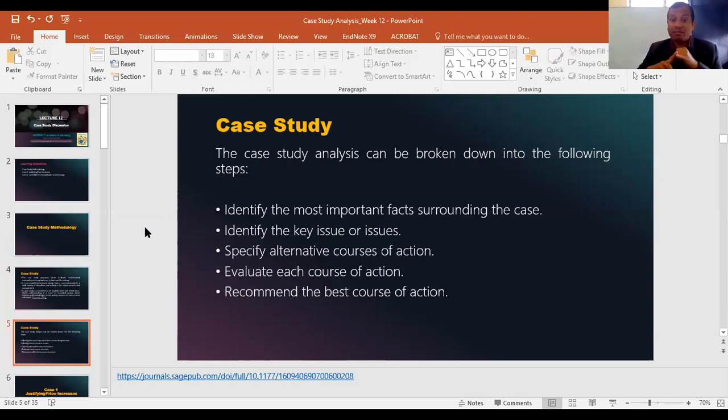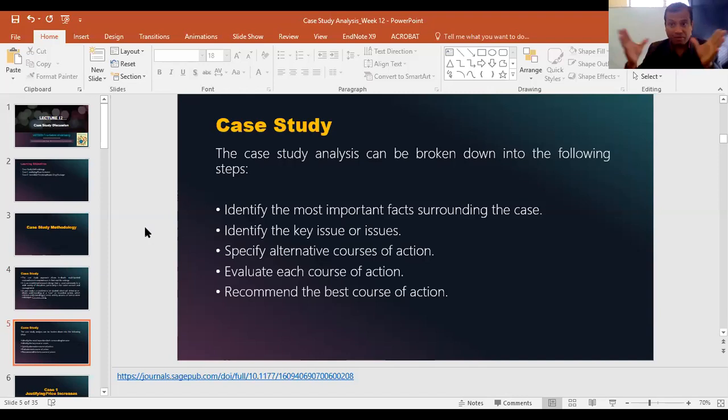The first one: identify the most important facts surrounding the case. The facts mean try to gather all the information surrounding that case, within that boundary. There could be several, but the important ones, and those important facts have to be related with the second point, that is identify the key issue or issues.